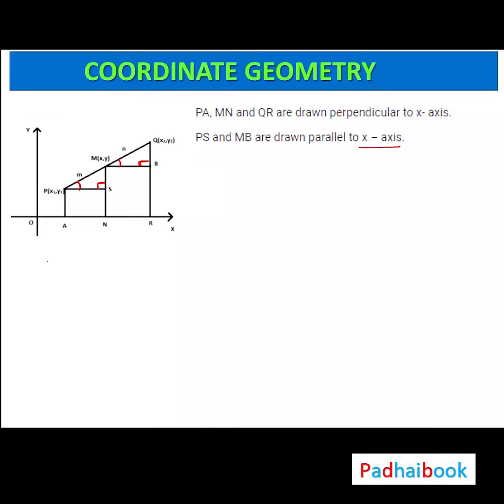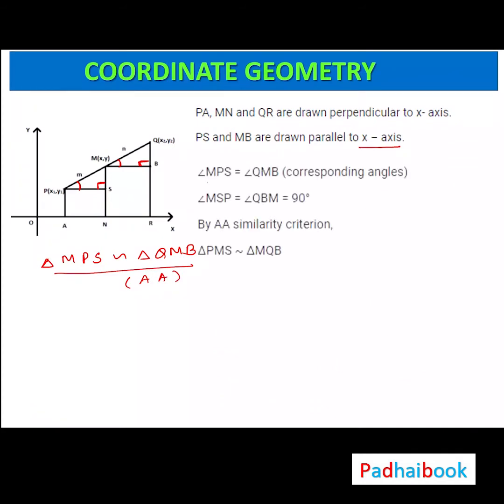Why? Because both will be corresponding angles, which tells you that triangle MPS is similar to triangle QMB. The two triangles will be similar by angle similarity. We have two pairs of angles which are equal. So we have angle MPS equal to angle QMB and a pair of right angles in each of the triangles. Therefore, the triangles are similar by the angle similarity criteria.